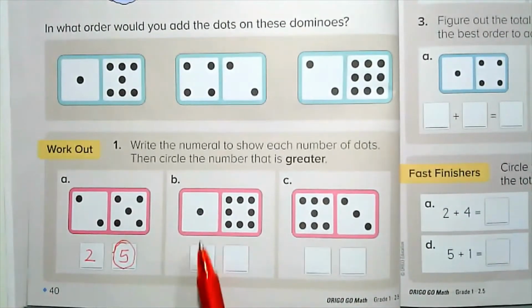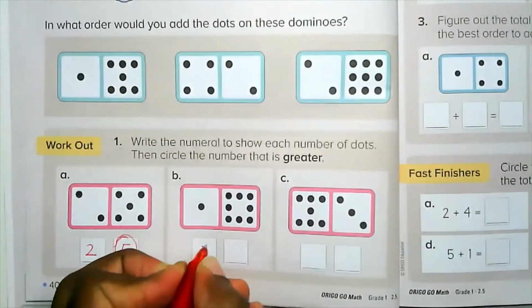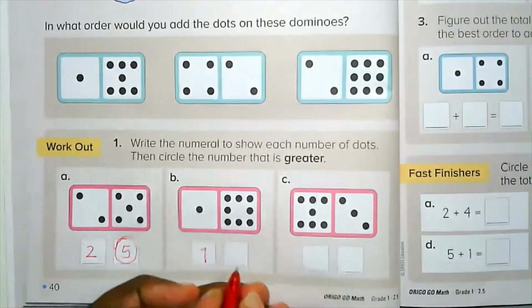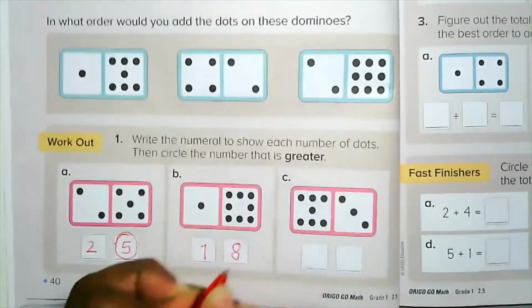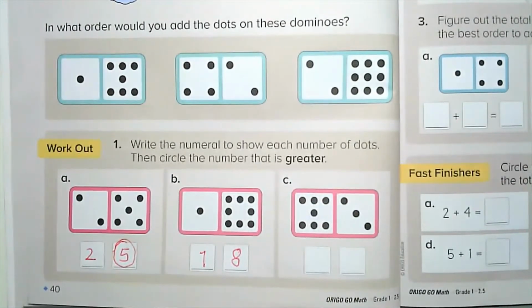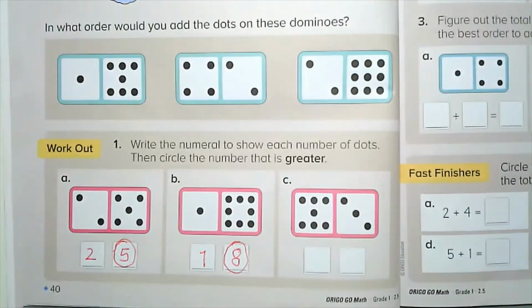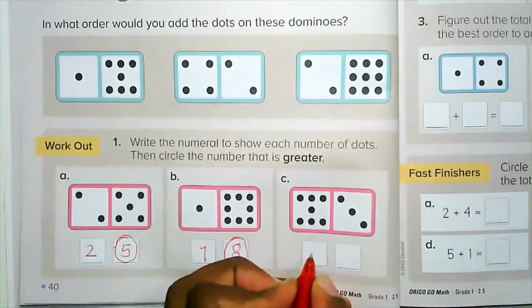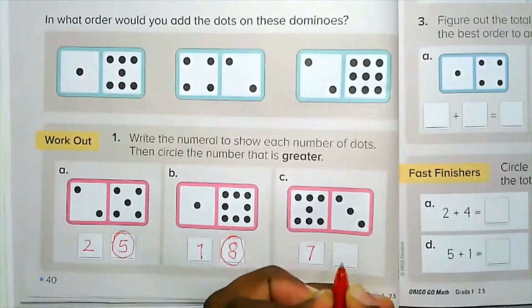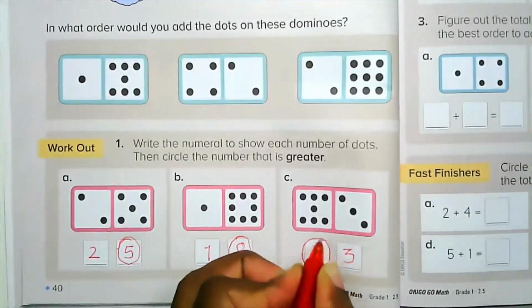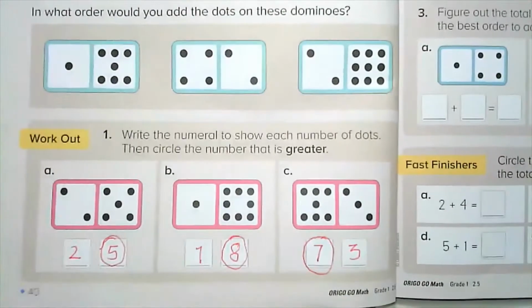Part B, we have 1 here, so we write 1. We have 8 here, so we circle 8, because 8 is greater than 1. Part C, we have 7 and 3. 7 is greater than 3, so we circle 7. Now let's go on to number 2.